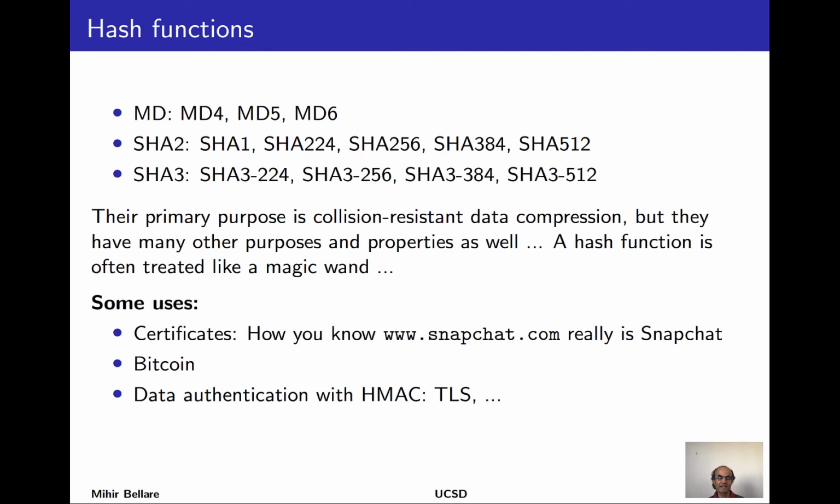And they vary, for example, in their output lengths and also in their security properties, but their primary purpose that they have in common is collision-resistant compression of data, meaning they must take long inputs to short outputs, and yet it should be hard to find two inputs that map to the same output. But they have many other purposes and properties as well.